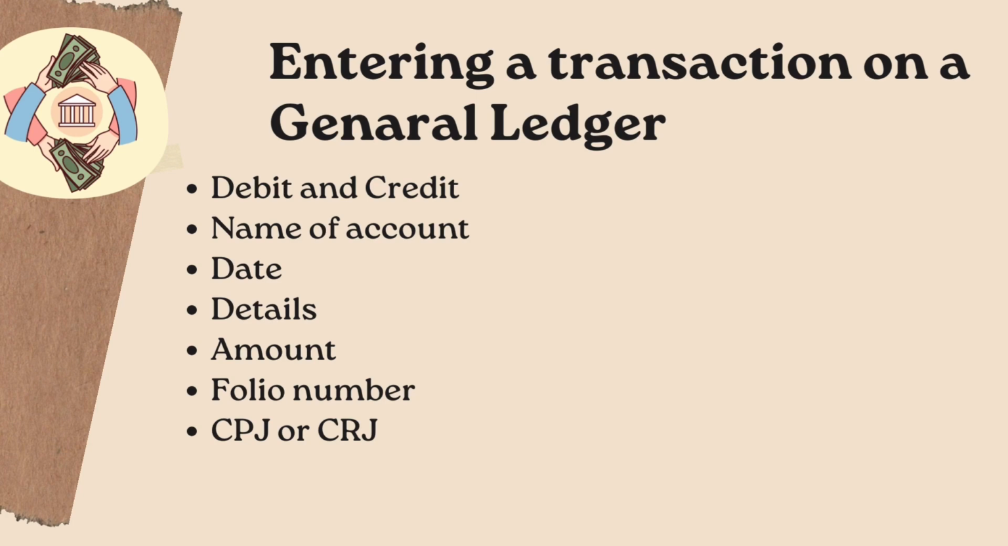Entering a transaction on a general ledger. The debit and the credits, the name of account, date, details of the account, the amount, the folio number, the label, whether it's a CPJ or a CRJ transaction.